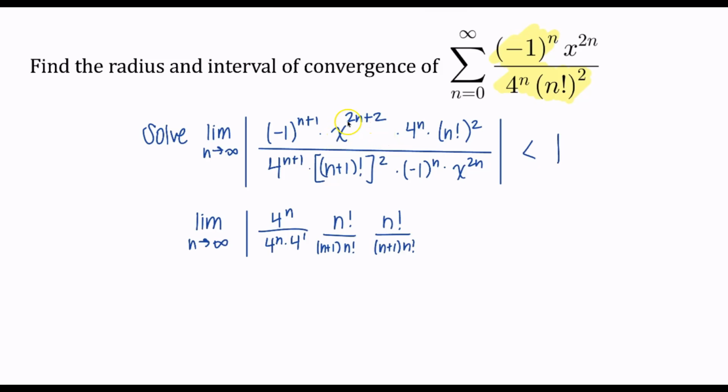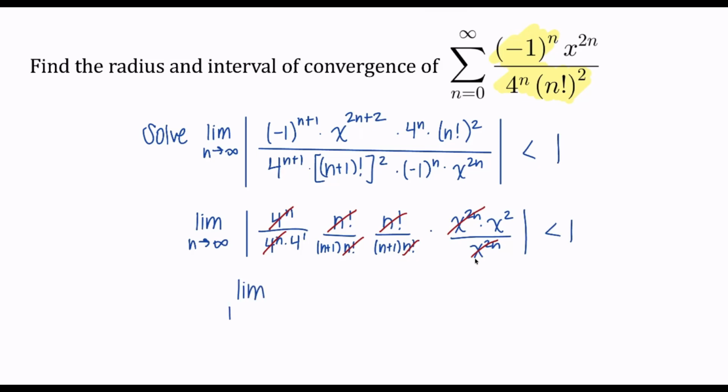And then x to the 2n plus 2, I'm going to rewrite that in the numerator as x to the 2n times x squared, and then I have x to the 2n in the denominator. So I'm choosing to just write everything out so we could really see how things are going to simplify here, how the 4 to the n's are going to cancel, the n factorials are going to cancel, leaving me with just 2 copies of n plus 1 on the bottom. And then the x to the 2n's are going to cancel as well. So let's see what we have left.